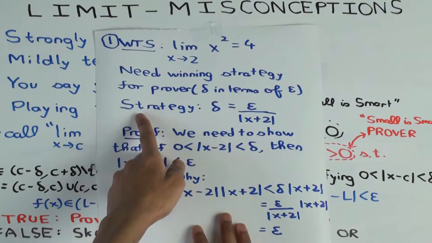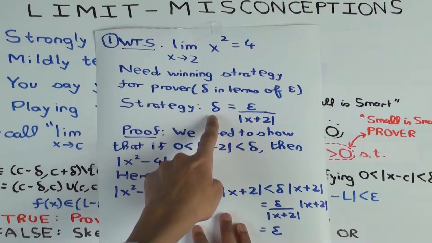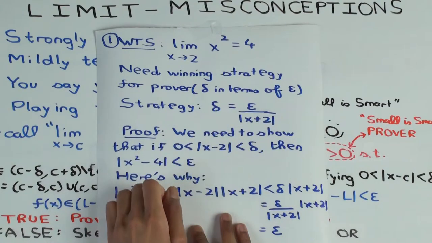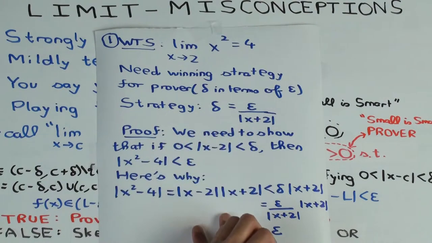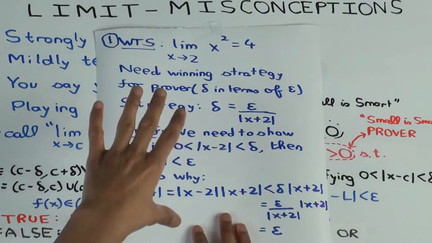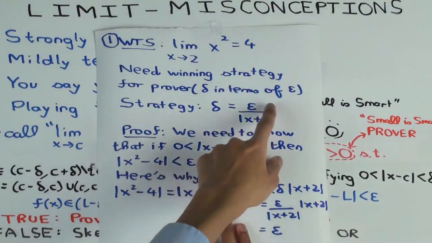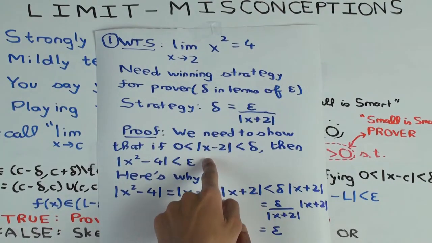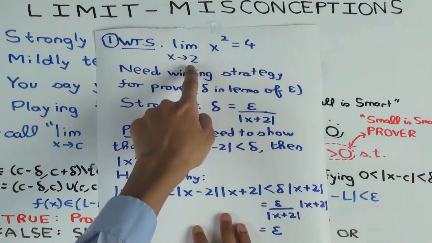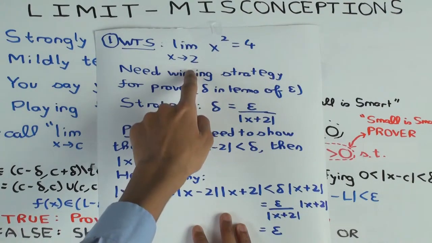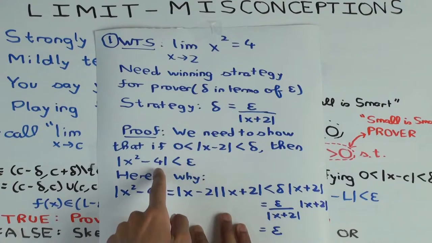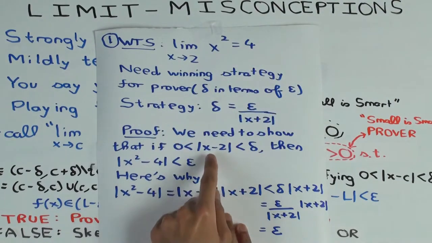So here is my strategy. I, as the prover, am going to choose delta as epsilon over the absolute value of x plus 2. Now, what I want to show is that this strategy works. Let me just finish this, and then you can tell me where I went wrong. I'm claiming that if the skeptic now picks any x within delta distance of 2, the target point, then the function value is within epsilon distance of 4, the claimed limit. That's what I want to show.